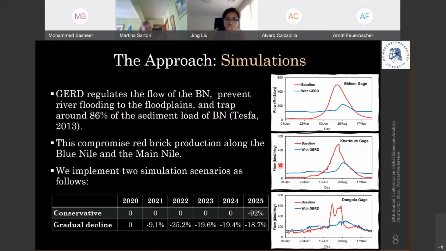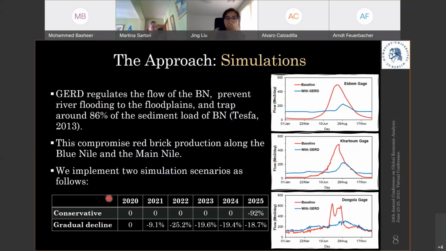Now, if you look at how this new dam, the Grand Ethiopian Renaissance Dam, is going to impact the Blue Nile flow, we can see that. These are a few gauging locations along the Blue Nile and the Main Nile, and without that dam, the river was highly variable with a high peak during the flood season every year. But with that dam upstream, we'll have this regulation effect, which of course is going to prevent the river from flooding the floodplains. And as I mentioned earlier, this dam is also going to reduce the sediment load, resulting in the elimination of the red brick production along the Blue Nile and the Main Nile.